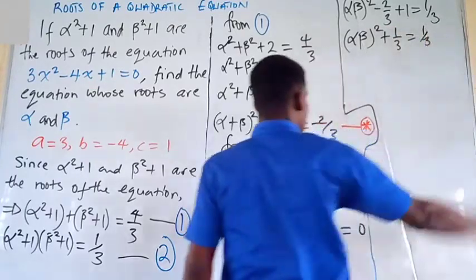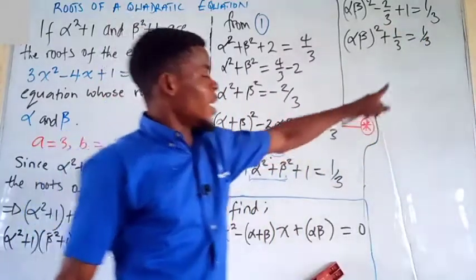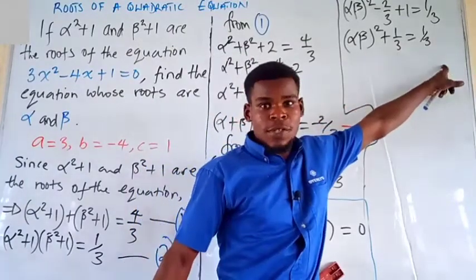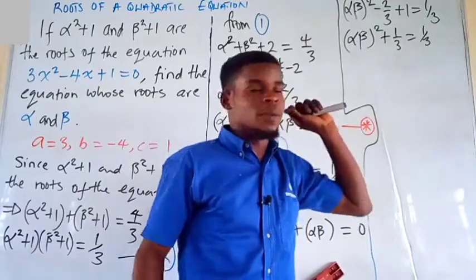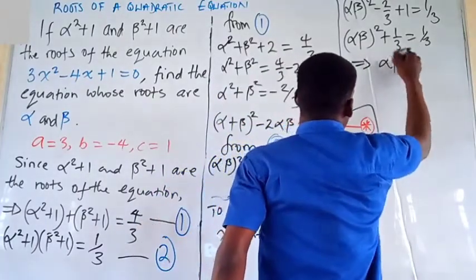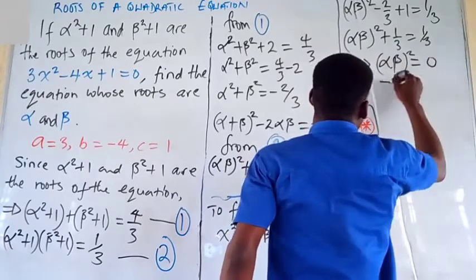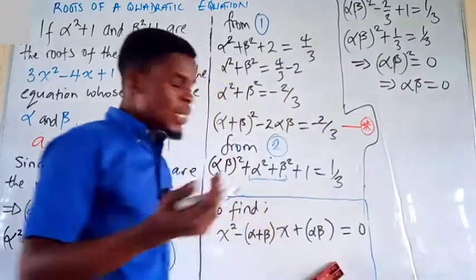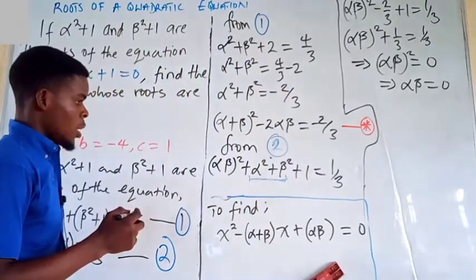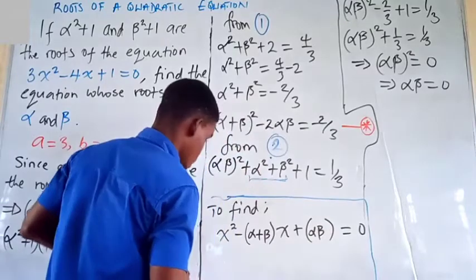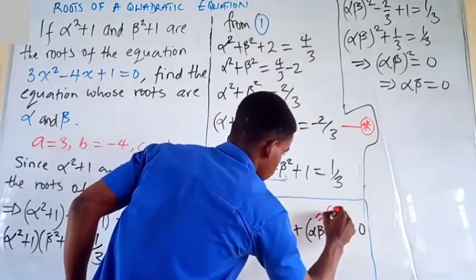Now look at this. You are adding 1 over 3 to something, and it still gives you 1 over 3 as a result. Then that thing must be 0. So alpha times beta all squared is equal to 0, which implies that alpha times beta is 0. So that is for the product. Let me just indicate here that this is equal to 0.